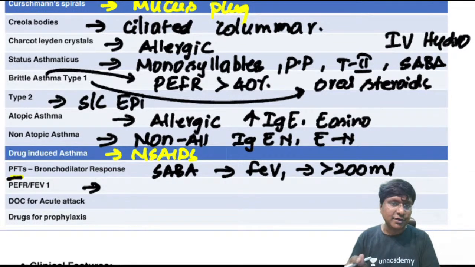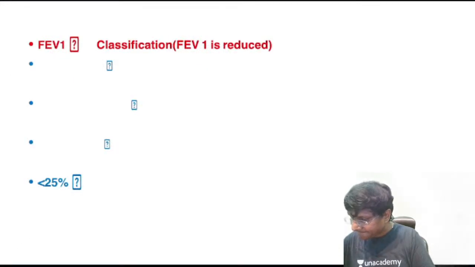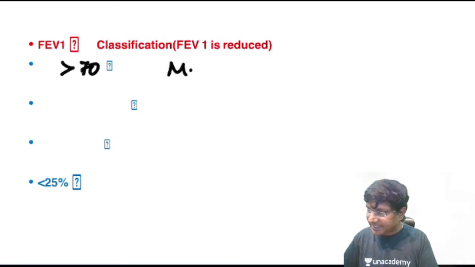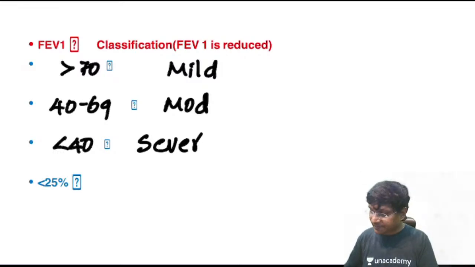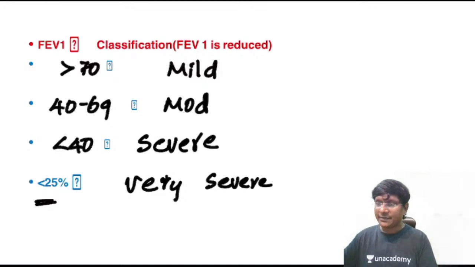Then coming to the severity of asthma. How will you assess the severity of asthma? It is based on your FEV1 value itself. If FEV1 is more than 70%, we call it a mild form of asthma. If the FEV1 is around 40 to 69%, we call it a moderate form of asthma. If the FEV1 value is less than 40%, we call it a severe form of asthma. And if the FEV1 value is less than 25%, we call it a very severe form of asthma.